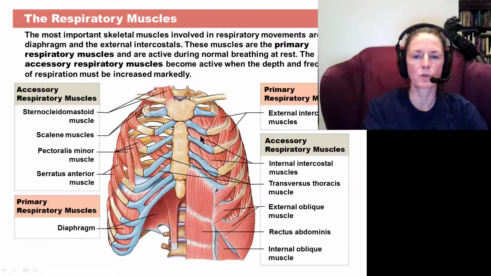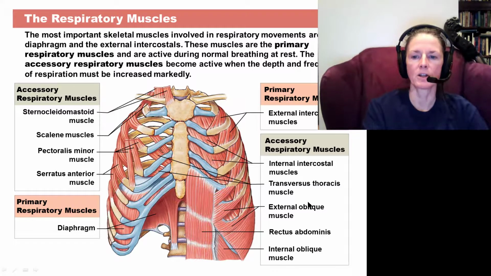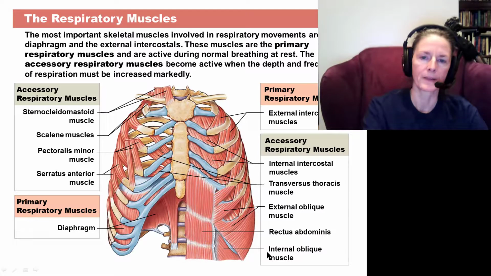Now, if we want to contract the rib cage, we've got some internal intercostal muscles, which can help pull the ribs together. The transversus thoracis muscle over here, and the external abdominal oblique, as well as the rectus abdominis and the internal oblique as well.